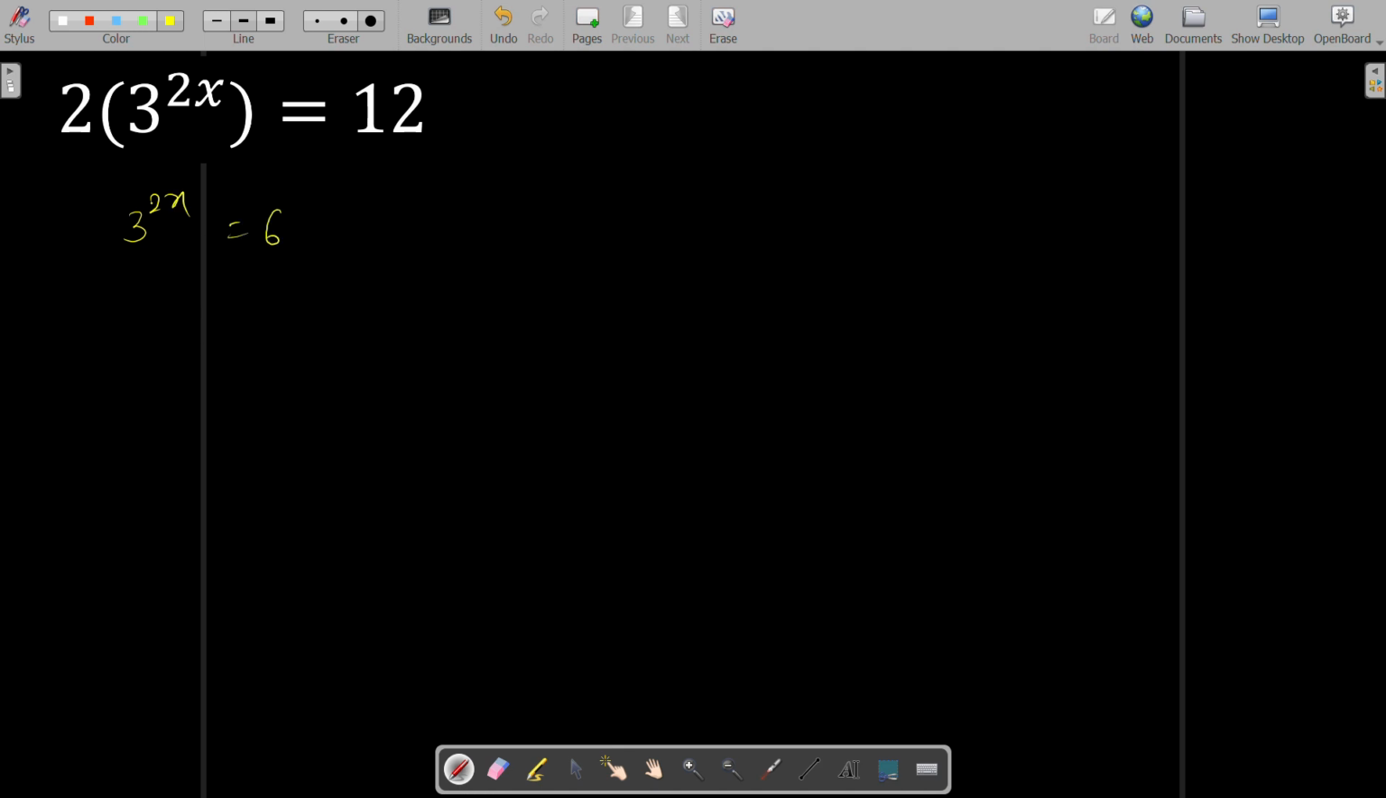Now again, as I mentioned earlier in our previous video, if there is a 3, I will try to take a log with base 3 because it will be easier for me to calculate, right? So taking log of base 3 on both sides, we get 2x log with base 3 of 3 equals log base 3 of 6, right? Now this will get converted into 1. So what we have is 2x equals log 3 of 6.